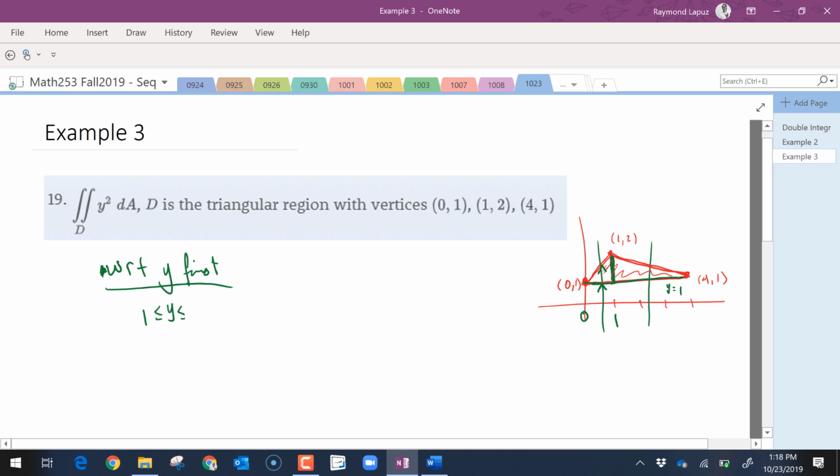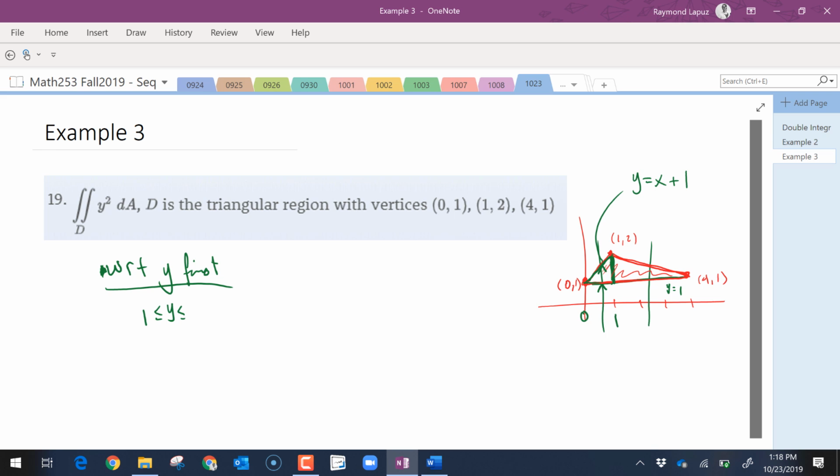And then when I get out of that function, I need to find the equation of this line. What's the equation of that line? I think it has a y-intercept of 1 and a slope of 1. Yeah. We have to split it up into two integrals. Okay, so that's what we're going to do.